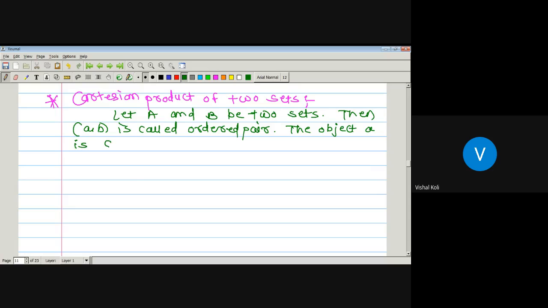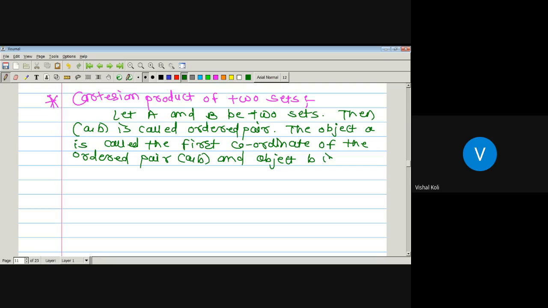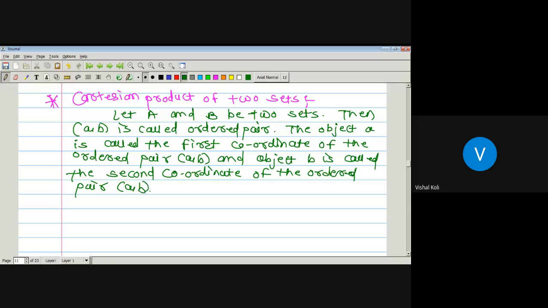Now the object a is called the first coordinate of the ordered pair (a, b), and the object small b is called the second coordinate of the ordered pair (a, b). So if we have two sets, then the elements of this type (a, b) are called ordered pairs, in which the object small a is called the first coordinate and the object small b is called the second coordinate.